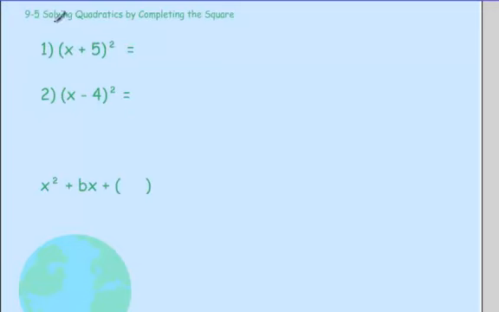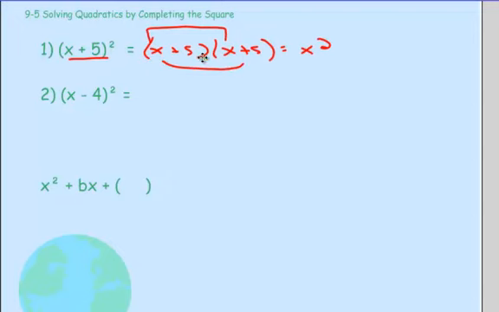Next thing I'm going to do is review a couple things. If I have x plus 5 squared, that of course means x plus 5 times x plus 5. And then we're going to FOIL. So first is x squared. Outside and inside is 5x and 5x. So that's 10x. And on the end we got 5 times 5, which is 25.